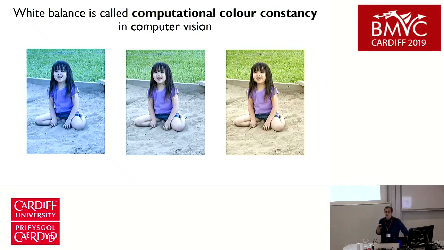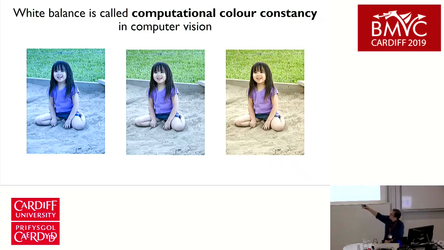White balance is basically computational color constancy. That's what we call it in computer vision. For a human, if you look at a piece of paper indoors or outdoors, it always looks white to you. So you have this built-in color constancy, but the cameras don't have this. For the cameras, you have to do it in computation. So this is essentially white balance.